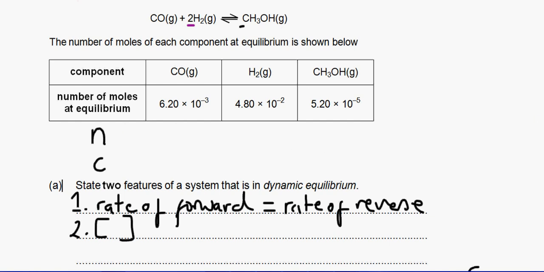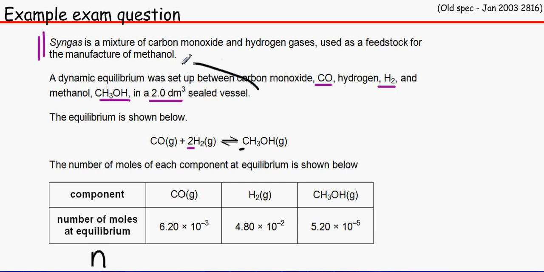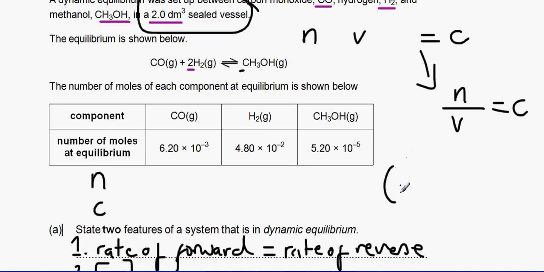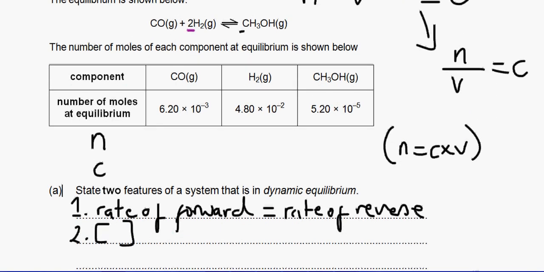So what do we do? We look back at our question and we see that we've got the volume here. So we've got the number of moles and the volume, and we need to find the concentration. If we remember F321 or Unit 1 AS Chemistry, we should be able to manipulate this to find the concentration. It would be the number of moles divided by volume, which will give us our concentration, because n equals c times v, and if we rearrange that, it will make that. So let's have a look.